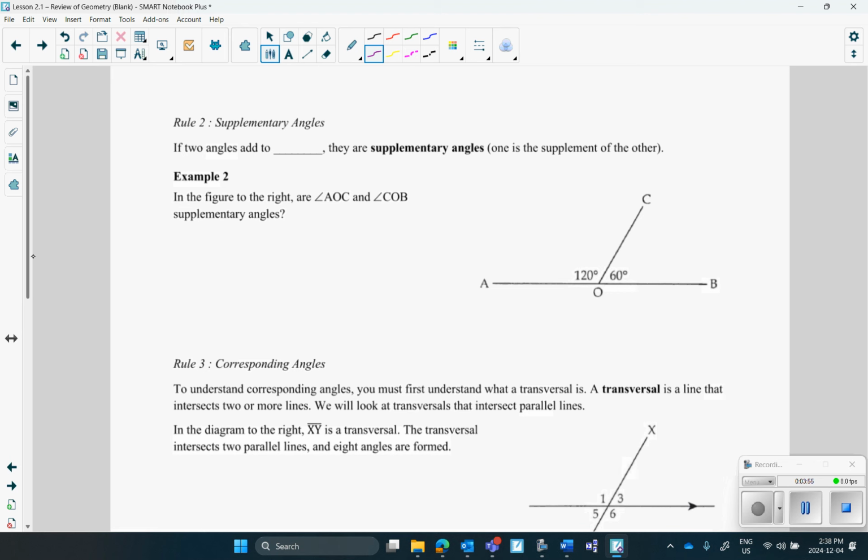Supplementary. Two angles, if they add to 180, they are called supplementary. One is a supplement of the other. So as another example, are these two angles, AOC, which is 120 degrees, and COB, which is 60 degrees, are they supplementary? Yes, because they add to 180.